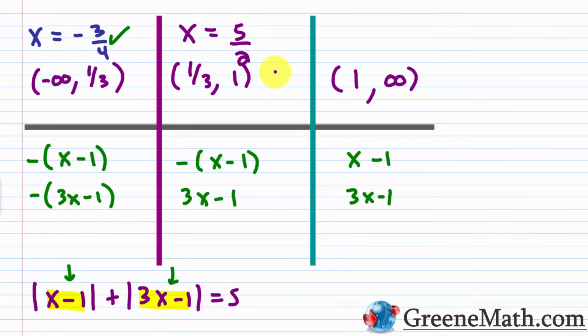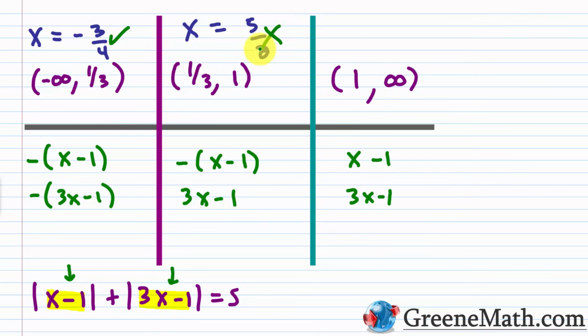So we have x equals 5 halves. Let me do this in a different color so it doesn't get confusing. So x equals 5 halves. Does 5 halves lie in the interval between 1/3 and 1, with neither included? No, it doesn't, because 5 halves is 2.5. So this is a solution we're going to reject.